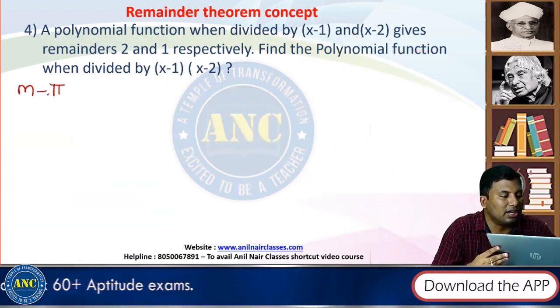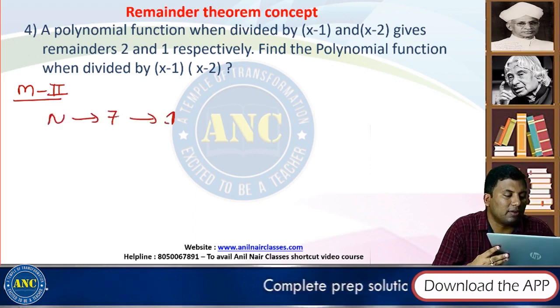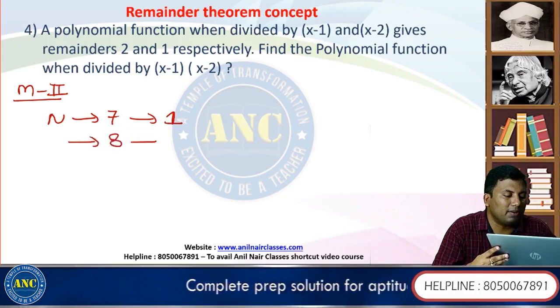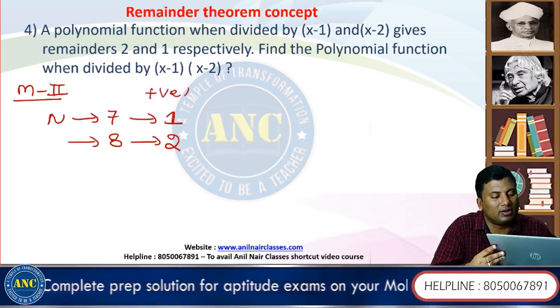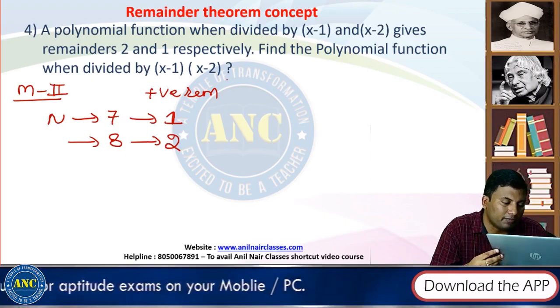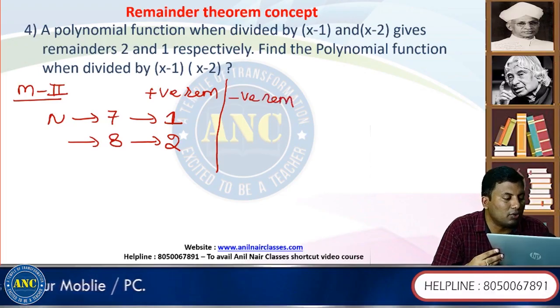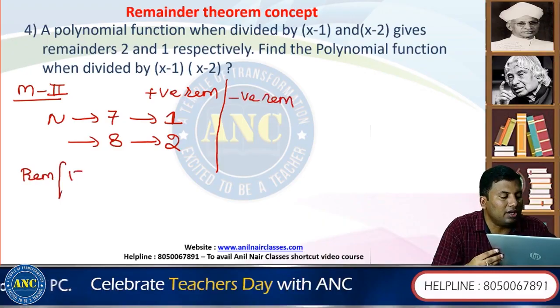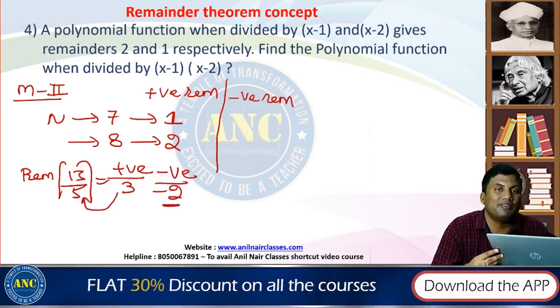Method 2, if you see here, a number when divided by 7 gives a remainder 1. A number when divided by 8 gives a remainder 2. Positive remainders are not the same. What is the negative remainder? Suppose 13 when divided by 5, 5 2s are 10, positive remainder is 3, negative remainder is minus 2. From where you got minus 2? 3 minus 5 is minus 2.